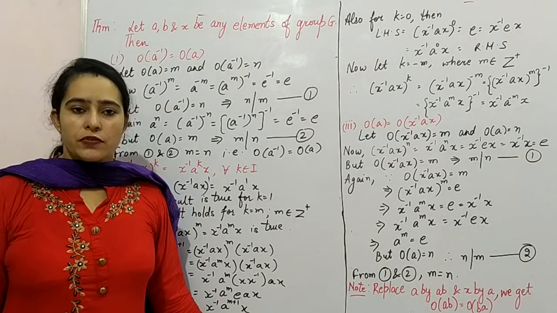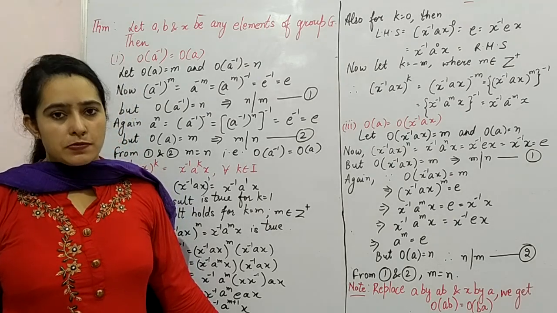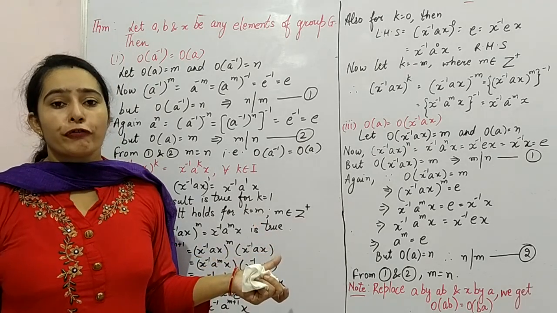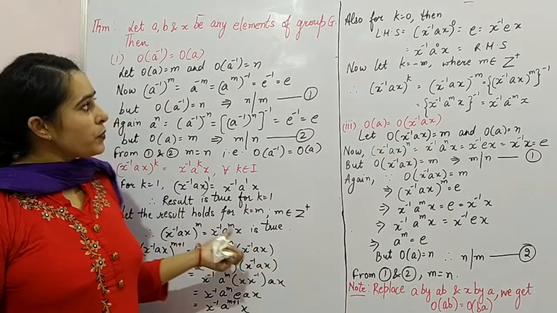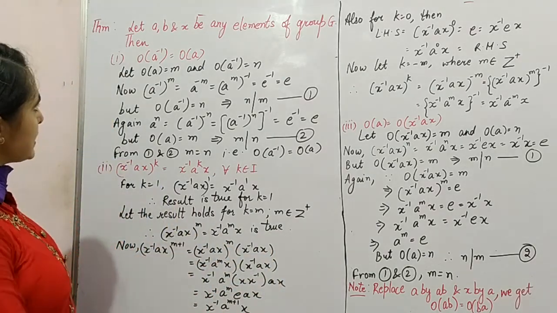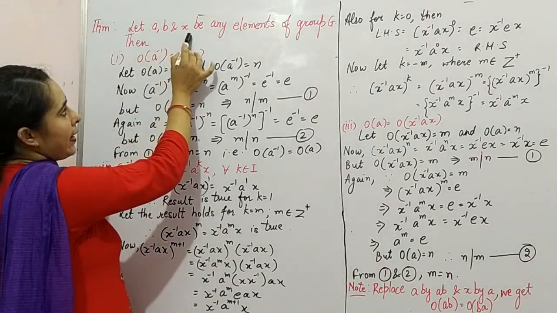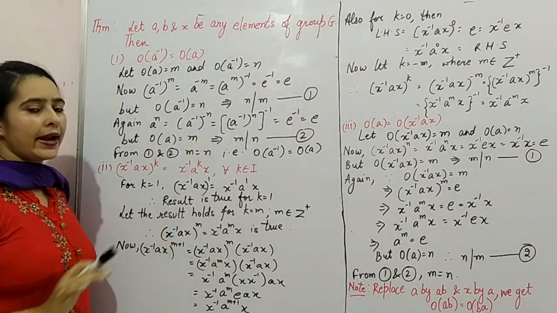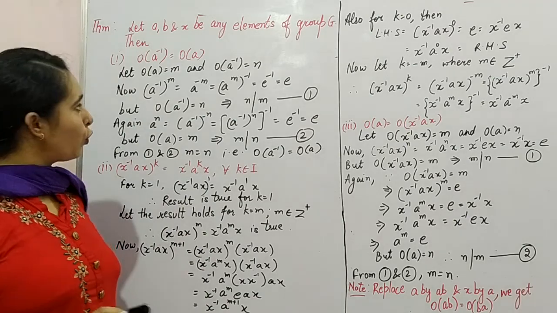In the previous lecture, we had discussed two theorems, very useful and important results on the order of elements in a group. Now we proceed further with a new result. Let a, b and x be any elements of the group G.